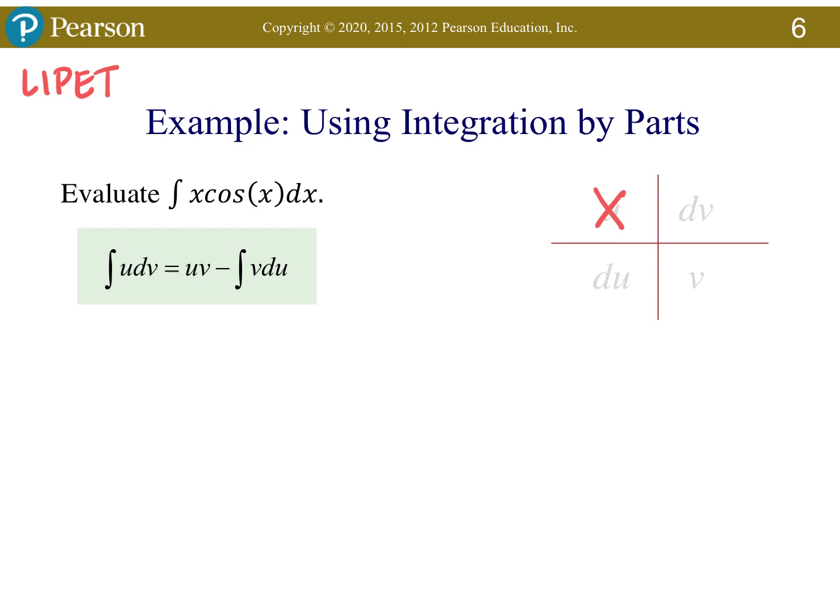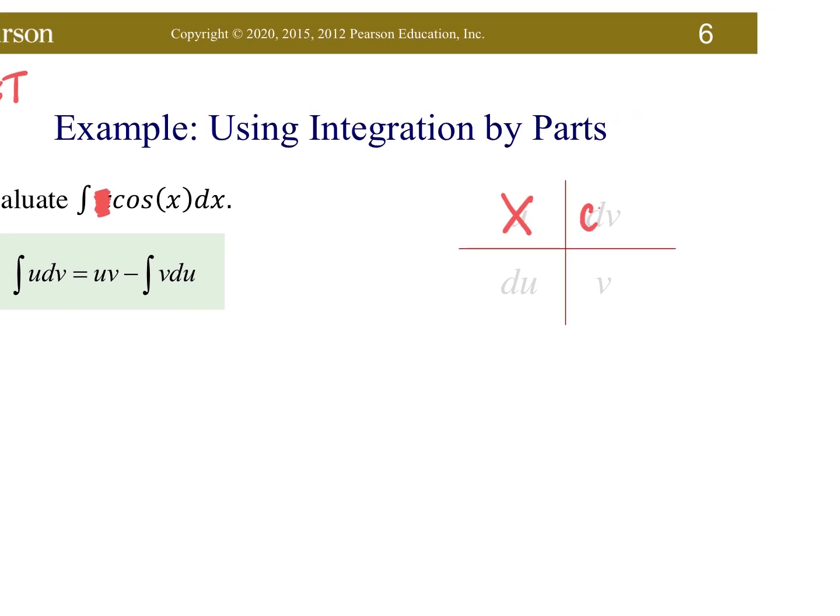Everything else, all the leftovers, are the dv part of the problem. So everything else that was left, the cosine x dx, that is all the dv part of the problem. Those are the first 2 things you assign. So you just break the problem up into parts. That's why this is called integration by parts.